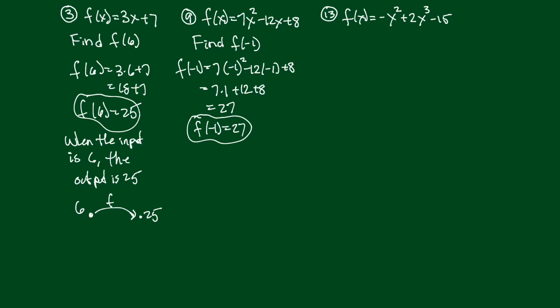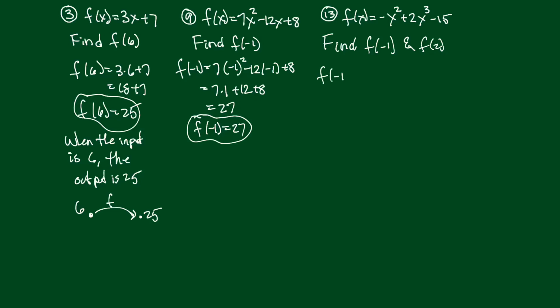Now we have another quadratic. Actually, this is a cubic, right? This is a cubic. We got an x cubed here. So we want to compute two things here. First of all, we want to find f of negative 1 and then f of 2. So let's find f of negative 1, right?